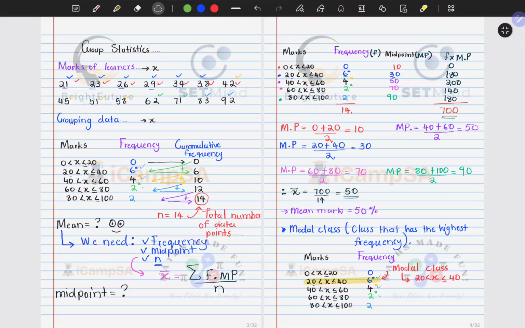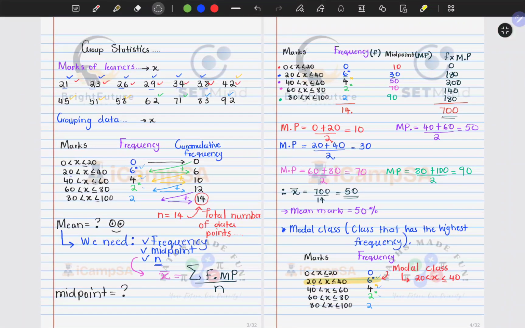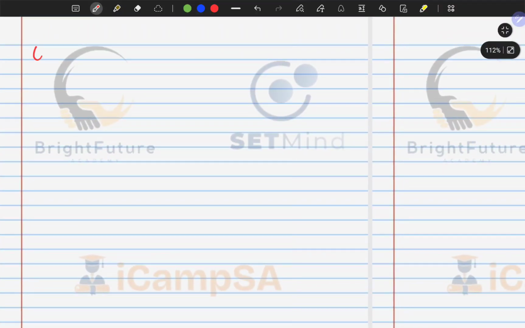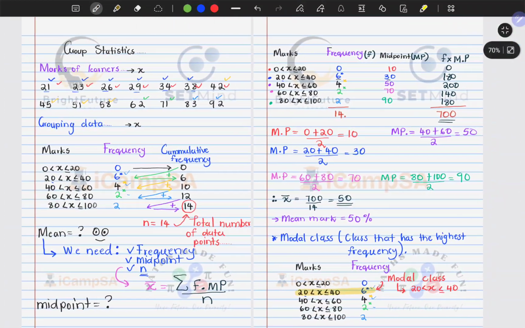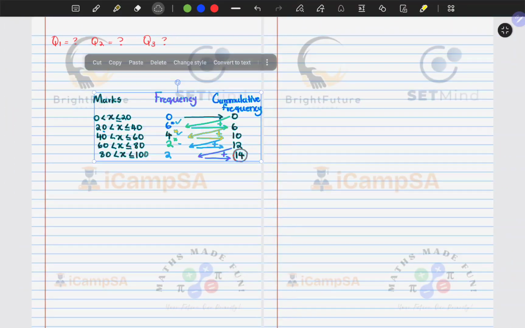So now that we have this, let's go to the next page and worry about Q1, Q2, and the rest. Before we do this question, let's deal with the concepts first. Let's investigate how we find our Q1 whenever we are given group data, how do we find Q2, and how do we find Q3? So let's go ahead and see. What we are going to do is have this table here that is cumulative frequency. So let's put up this table here.